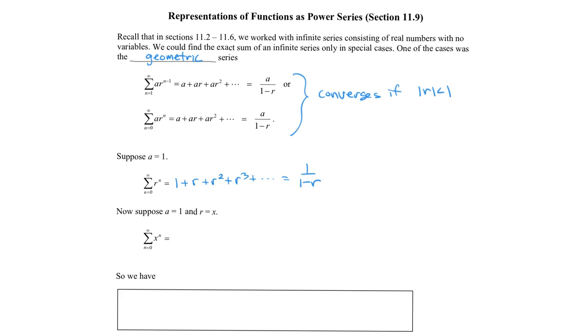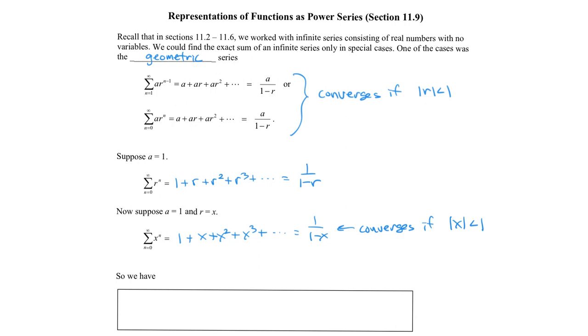Now we're going to keep a as 1, but we're going to let r equal x. So the series would look like this: 1 plus x plus x squared plus x cubed plus and so on, and this would equal 1 over 1 minus x, as long as the absolute value of x is less than 1. So this converges if the absolute value of x is less than 1.